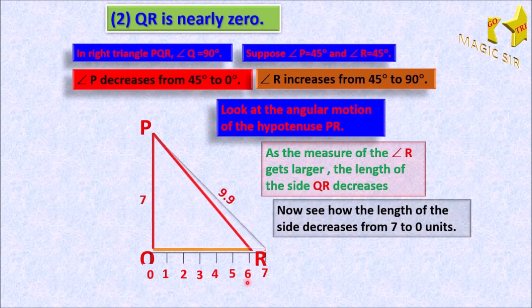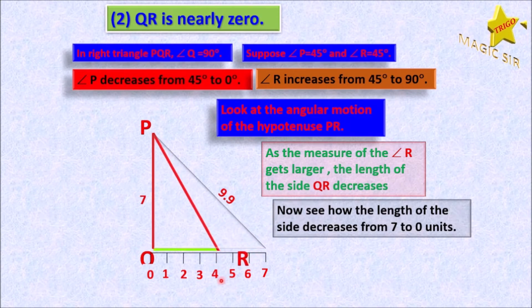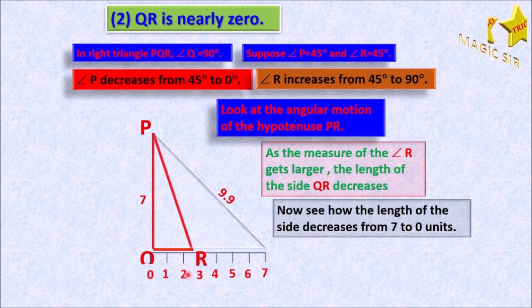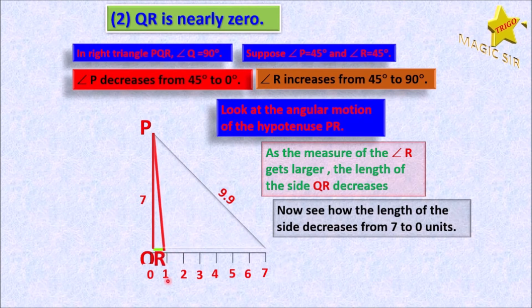QR is equal to 7 unit. Now QR is equal to 6 unit. QR is equal to 5 unit. Angle R becomes larger and larger. QR is equal to 4 units. Angle R gets larger and larger. QR equal to 3 unit. QR is equal to 2 units. Angle R becomes larger and larger. QR is equal to 1 unit. And finally, QR is equal to 0.